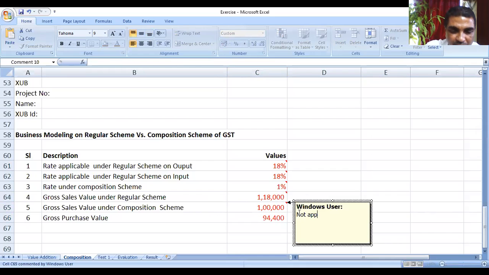I am writing a different thing: not applicable if turnover is more than 1.5 crore for traders or manufacturers, and for service providers, again we'll write turnover more than 50 lakh. You can give a better comment also.